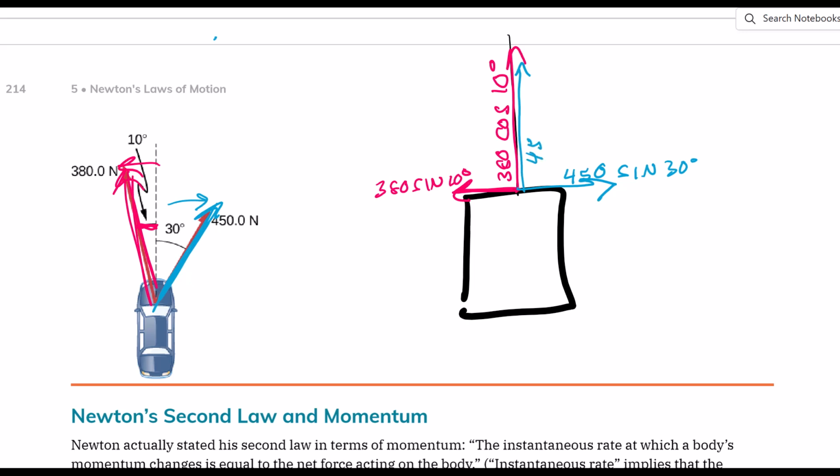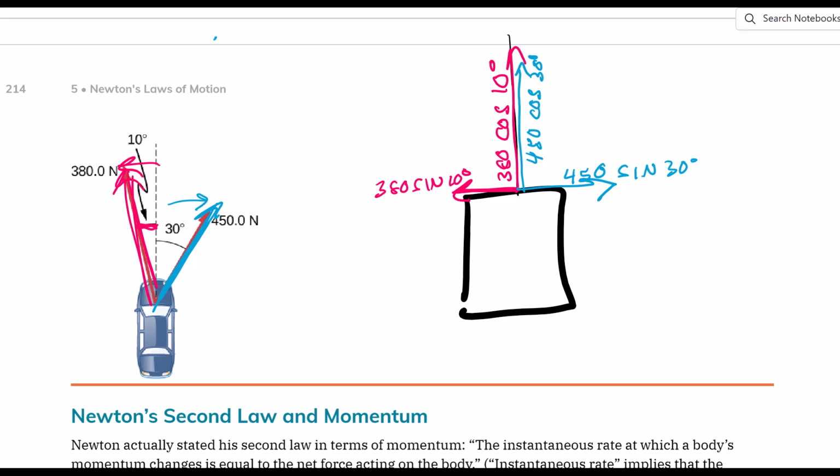So 450 cosine 30. That's another reason you don't want to remember that cosine is always x. It's not always x. Cosine is always adjacent. That's why it's really important to look at the picture, not memorize formulas, but really understand what's physically going on in the problem.